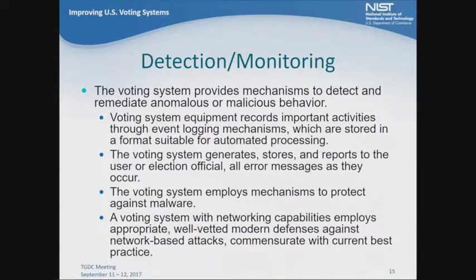Our first guideline covers logging. Voting system equipment records important activities through event logging, which are stored in a format suitable for automated processing. The second one covers the logging of error messages: it generates, stores, and reports to the user or election officials all error messages. The last two are that the voting system employs mechanisms to protect against malware. And finally, that a voting system with network capabilities employs appropriate, well-vetted, modern defenses against network-based attacks, commensurate with current best practices.